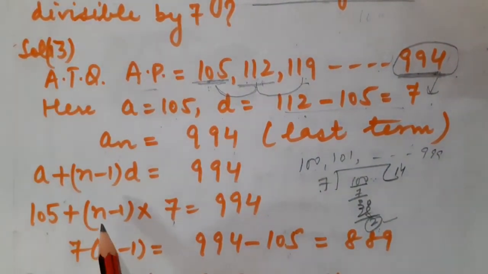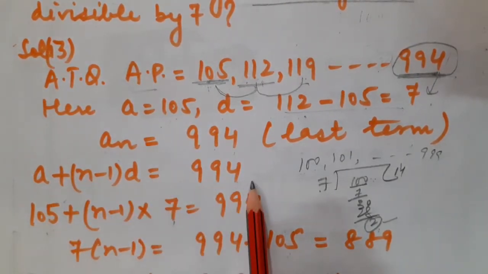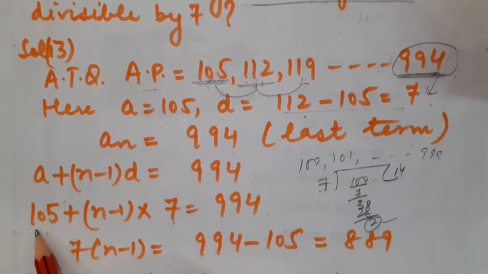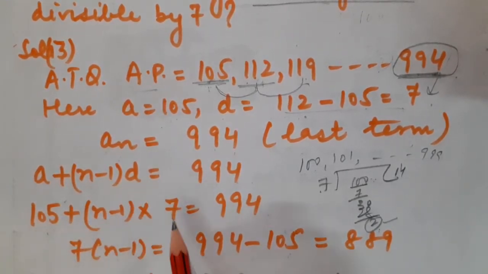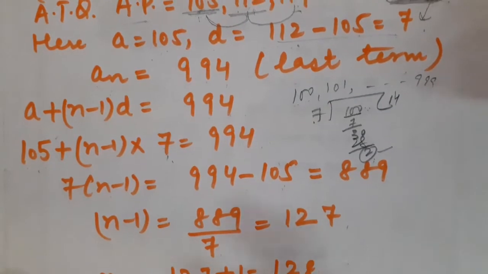The formula you know very well: a plus (n minus 1) into d is equal to 994. Put the value of a, which is 105, plus (n minus 1) into the common difference 7 is equal to 994. In the same manner as I solved the previous question, we will be doing it.